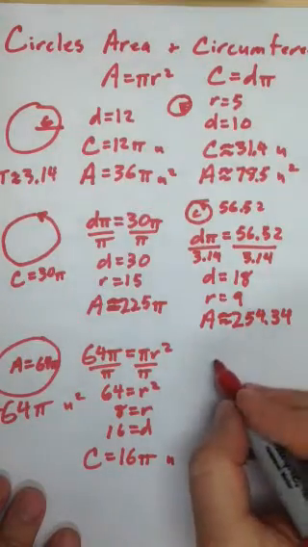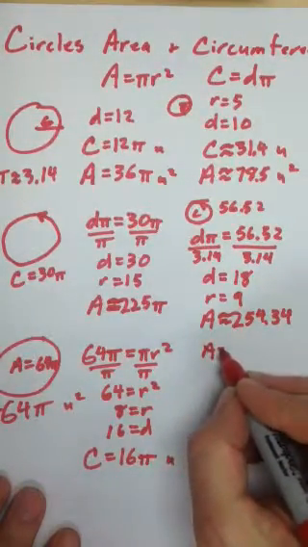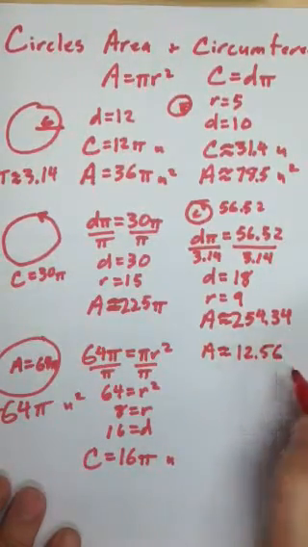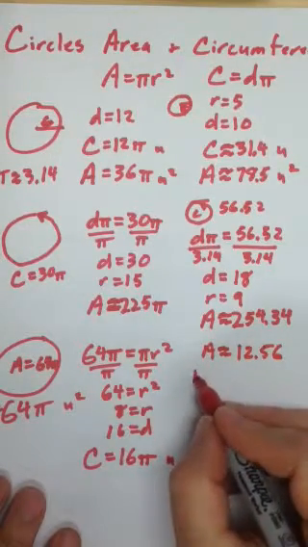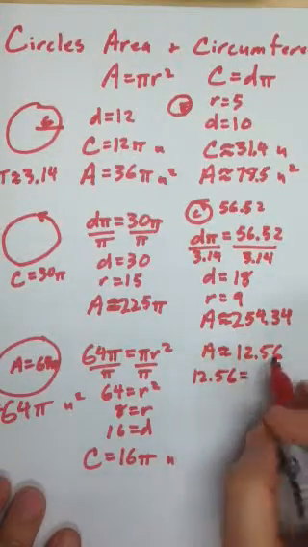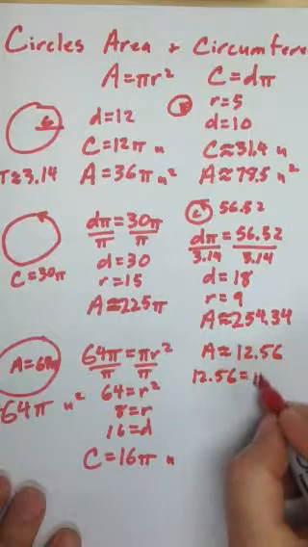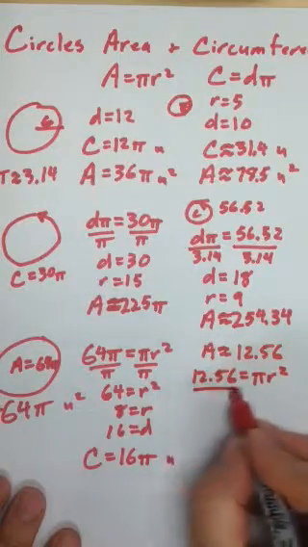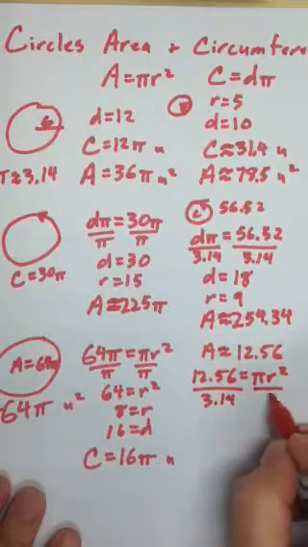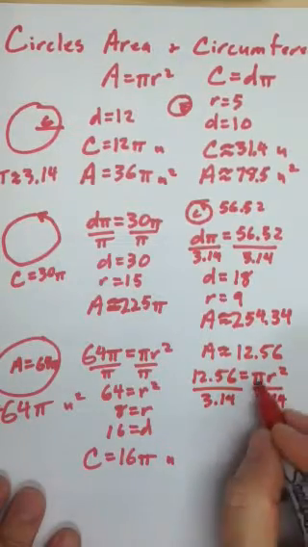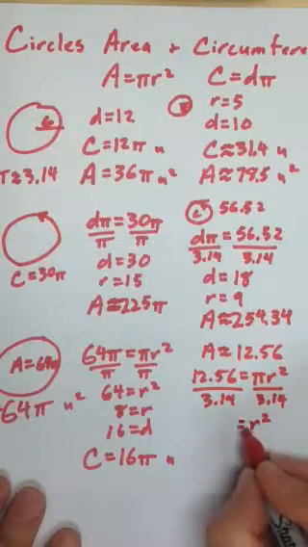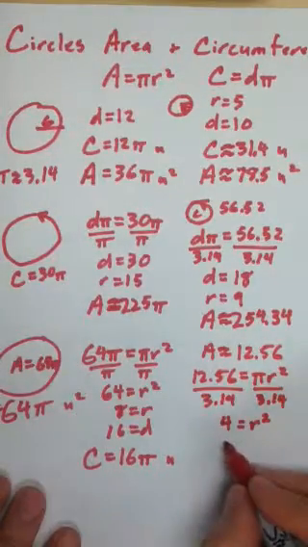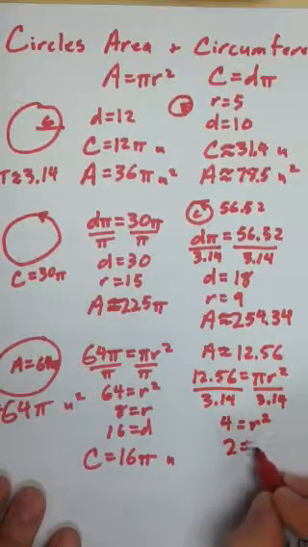Last problem, if my area is approximately 12.56, same issue. I know 12.56 equals pi r squared. This was an approximate answer, so I'm going to divide by 3.14 and pretend as if my pi up there is actually a 3.14. Those will cancel out. I end up with r squared, in this case, equaling 4. Once again, an easy one, don't need a calculator, so r is just equal to 2.